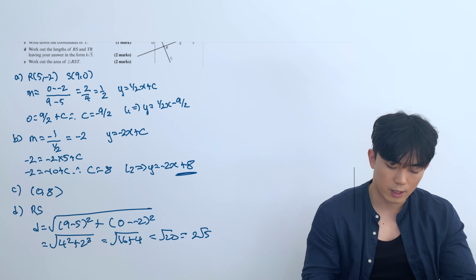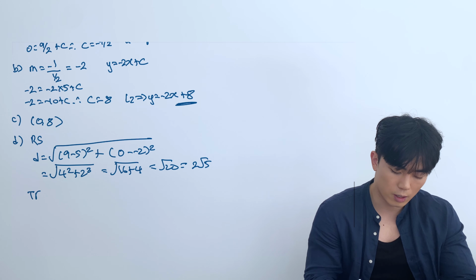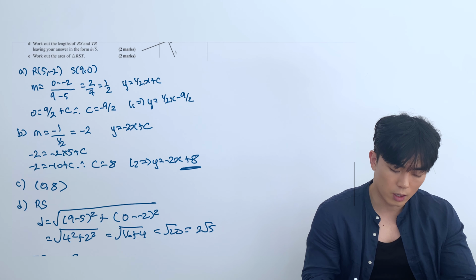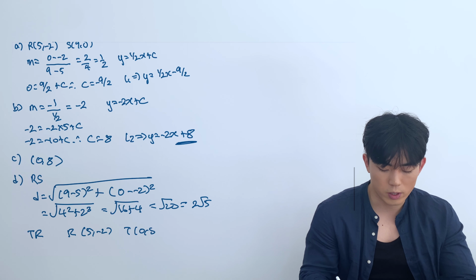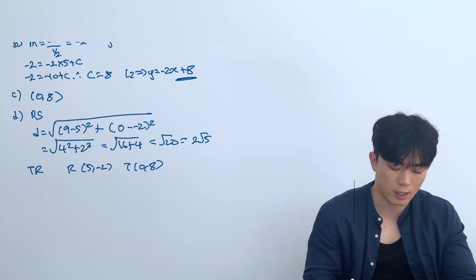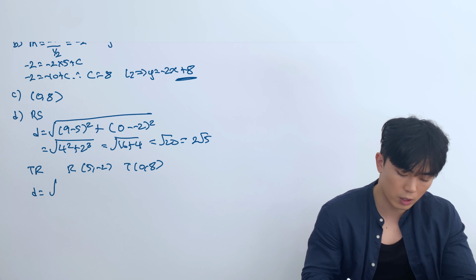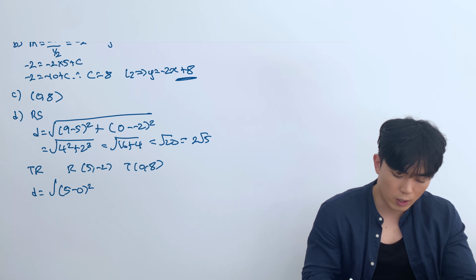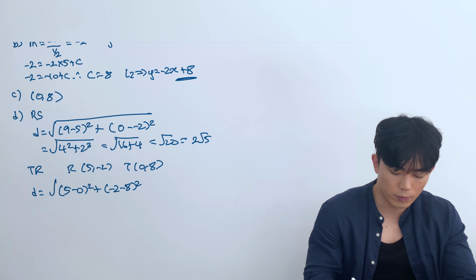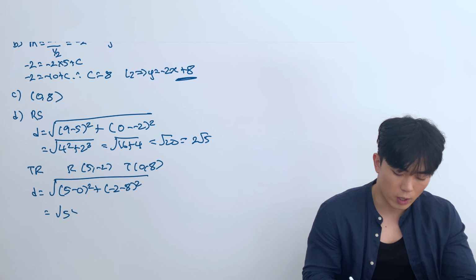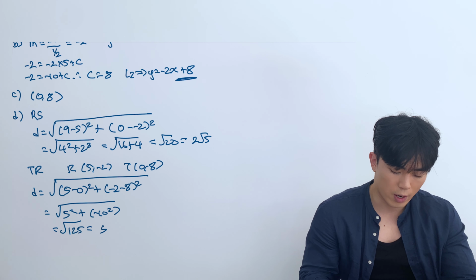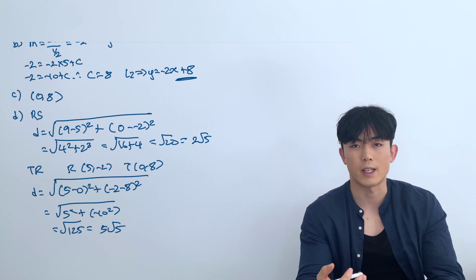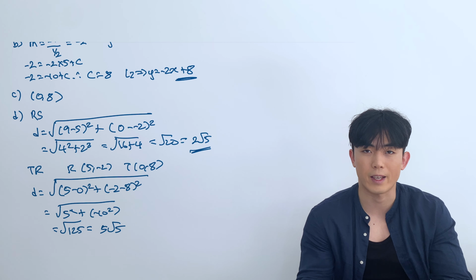Right, the second distance they want is TR. So R was 5, minus 2, and T was 0, 8. So once again, the distance is change in x squared plus change in y squared, square rooted. So it'll be 5 minus 0 squared plus minus 2 minus 8 squared, which would give me 5 squared plus minus 10 squared, which is root 125, which is 5 root 5. So that's the distance between T and R, and 2 root 5 is the distance between R and S.